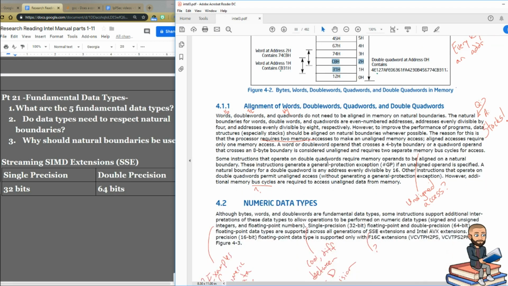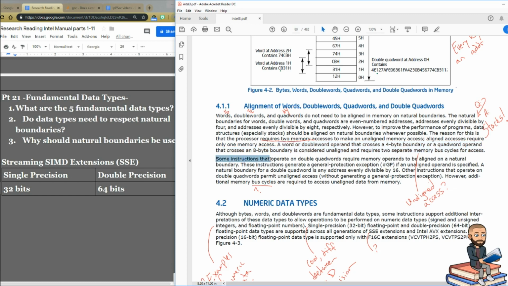Alright, so a word or double word operand that crosses a 4-byte boundary or a quad word operand that crosses an 8-byte boundary is considered unaligned and requires 2 separate memory bus cycles for access. That is exactly what I was saying about the Hertz idea. Hertz is a measure of cycles.